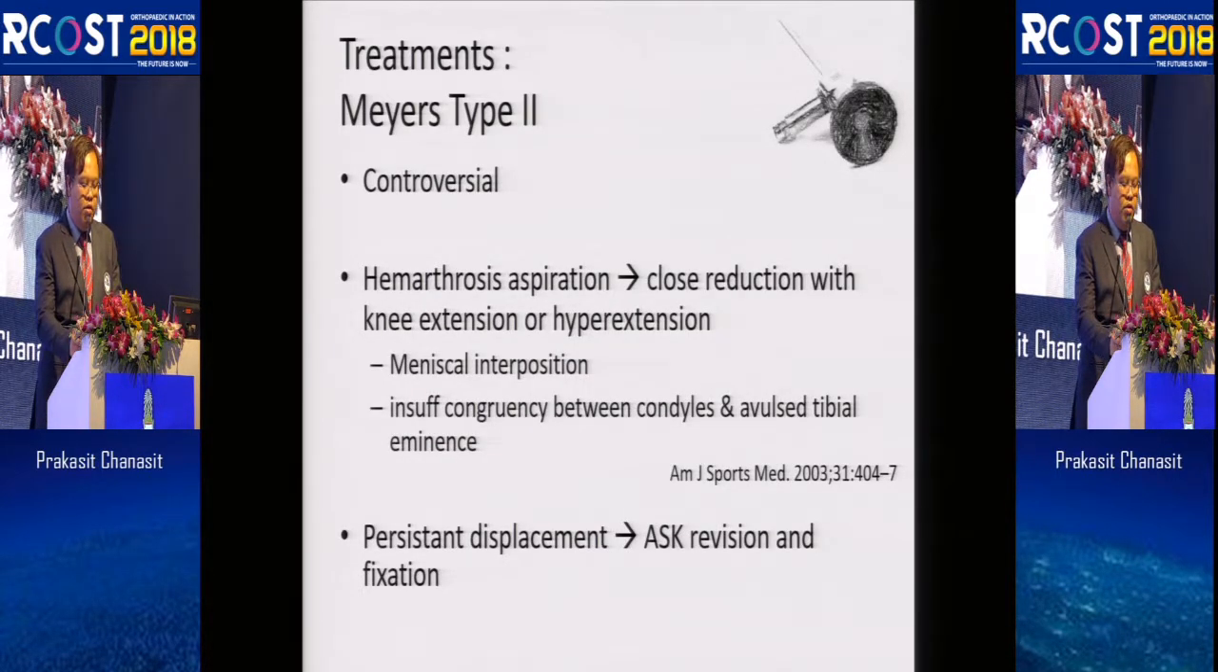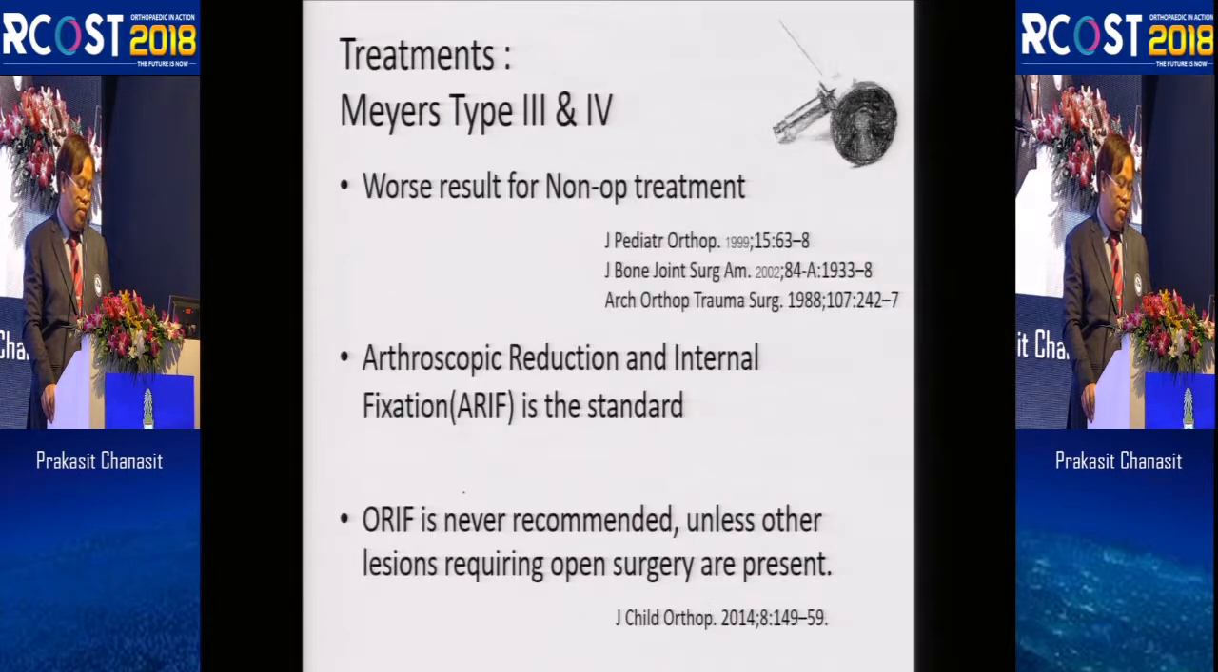Type 2 is controversial. After hemarthrosis aspiration, closed reduction with knee extension or hyperextension must be done. But sometimes meniscal interposition or insufficient congruency between the condyle and the avulsed tibial eminence can lead to non-reduction. If there is persistent displacement, arthroscopic revision with fixation should be done.